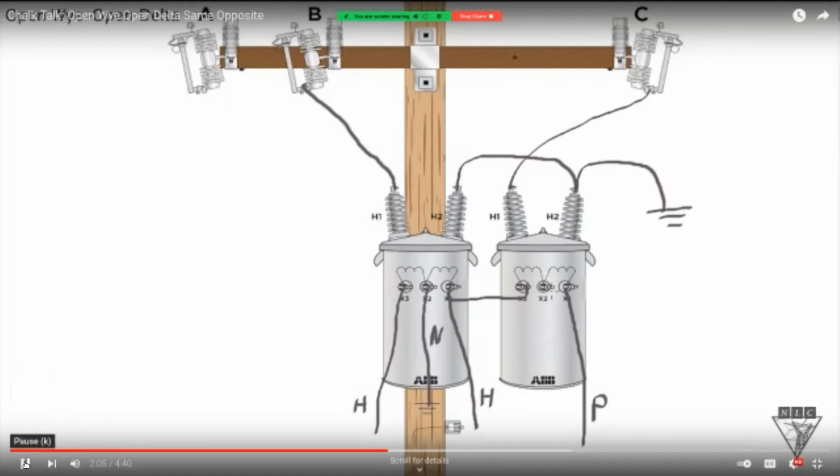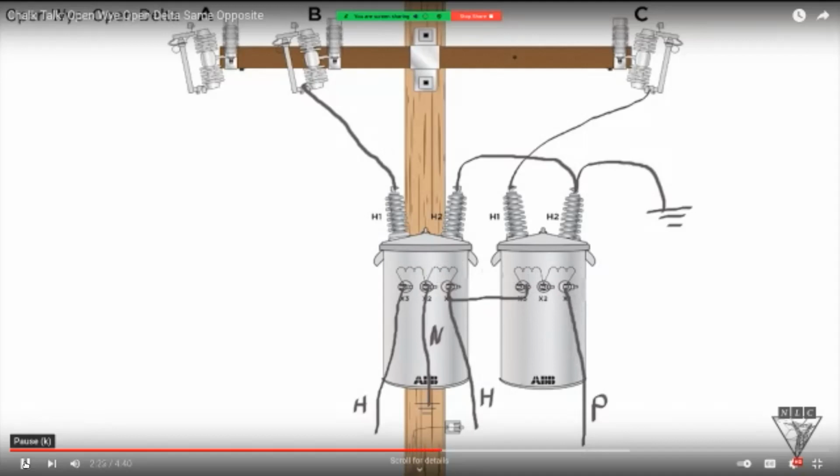It's your power leg because it's 1.5 coils from the neutral. So we got one full secondary coil there, and then another half of a secondary coil there. So it's 1.5 coils away from the neutral. That's how you know which one is your power leg.